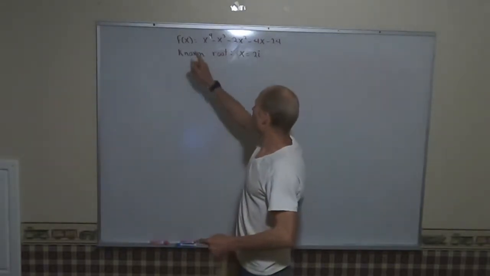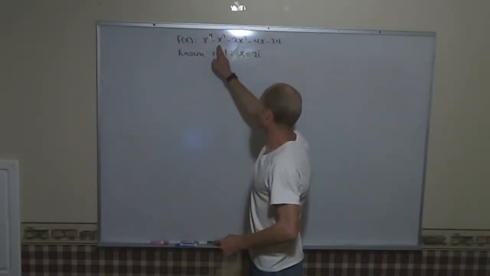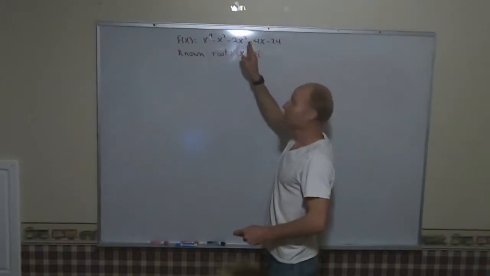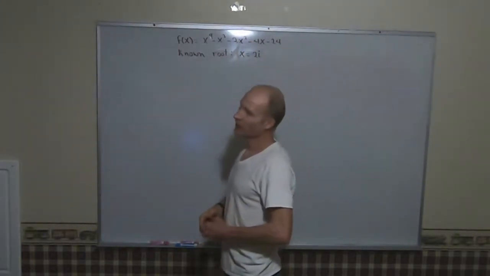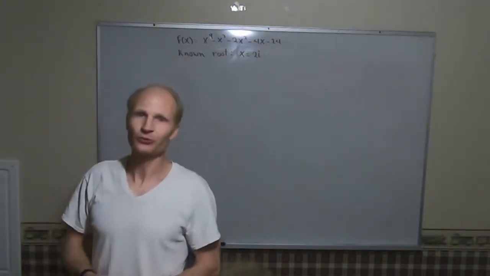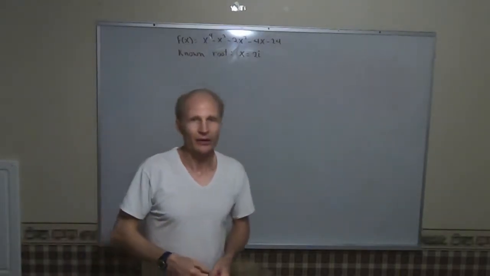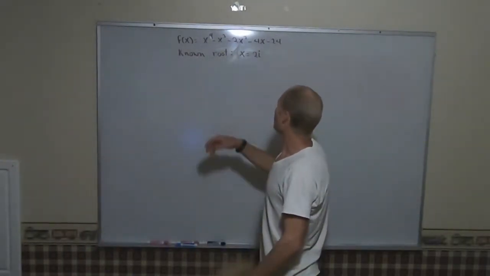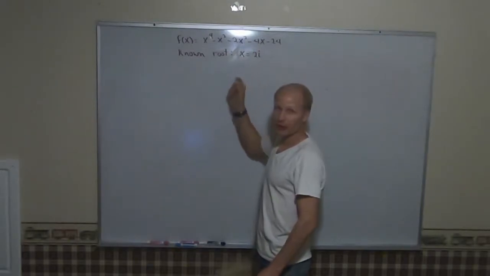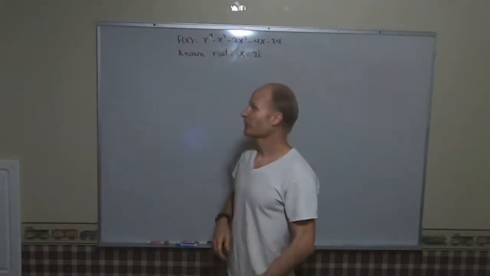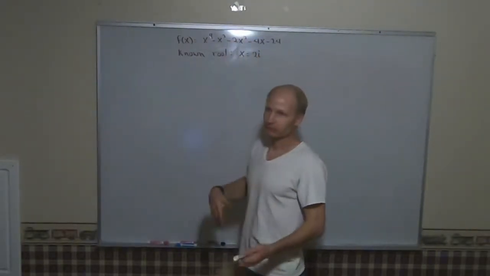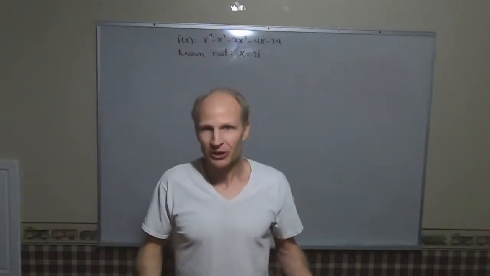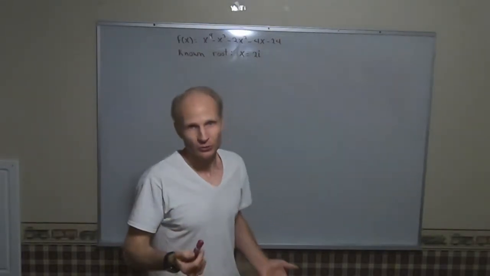So here's the issue at hand. We have the equation x to the fourth minus x cubed minus 2x squared minus 4x minus 24, and we're supposed to find all of the roots. And all we know is that one of the roots is x equals 2i. Now, I know we've got a glare on the board right about here. We'll do a close-up to make sure you can see everything once we're done.